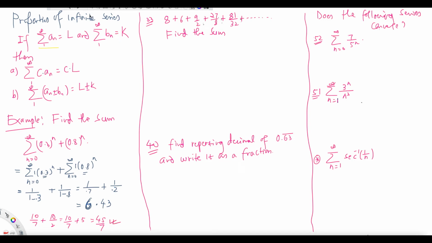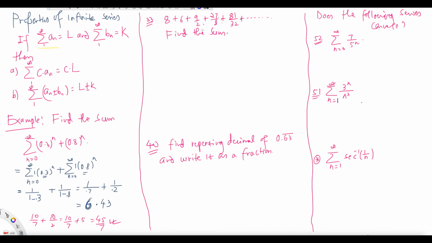All right, so let us see question number 33 from the book. It has 8 plus 6 plus 9/2 plus 27/8 plus 81/32 and so on. I'm sure there may be many methods to handle this problem, but it is a little bit tricky because you don't see that it is in the format of a geometric series right away with common ratio less than 1. The terms are not given in a nicely formatted geometric series.